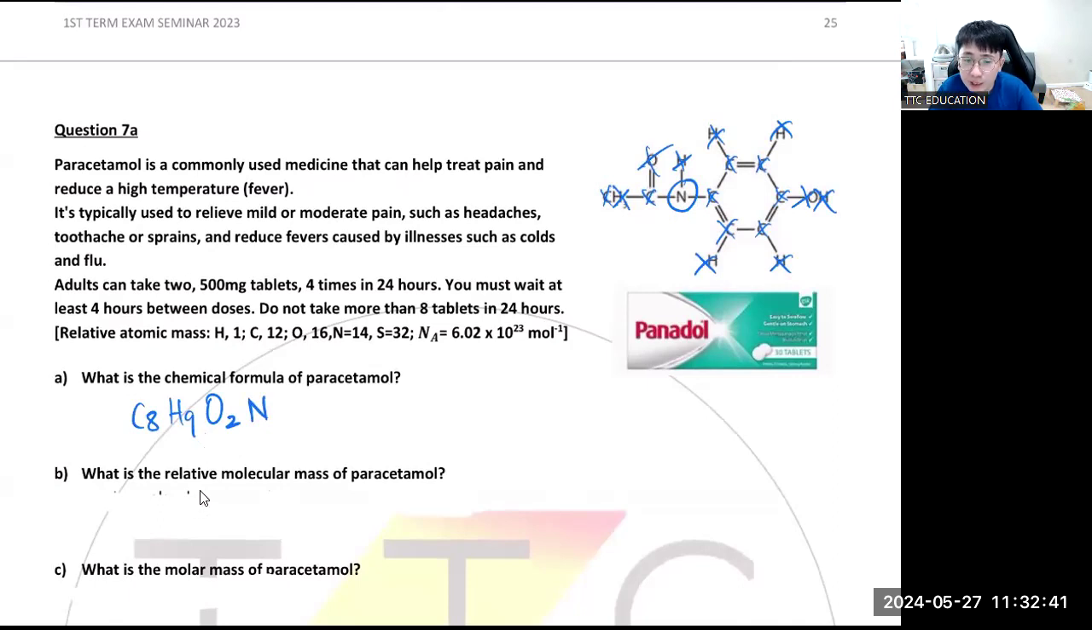And what is the relative molecular mass of paracetamol, guys? Molecular mass means the molar mass, right? How are you going to do it? Total up the molar mass of all the atoms here. C is 12, H is 1, O is 16, N is 14. So I can put 8 times 12, 9 times 1, N is 14, and O2 is 16 times 2. Total up, you get 151.